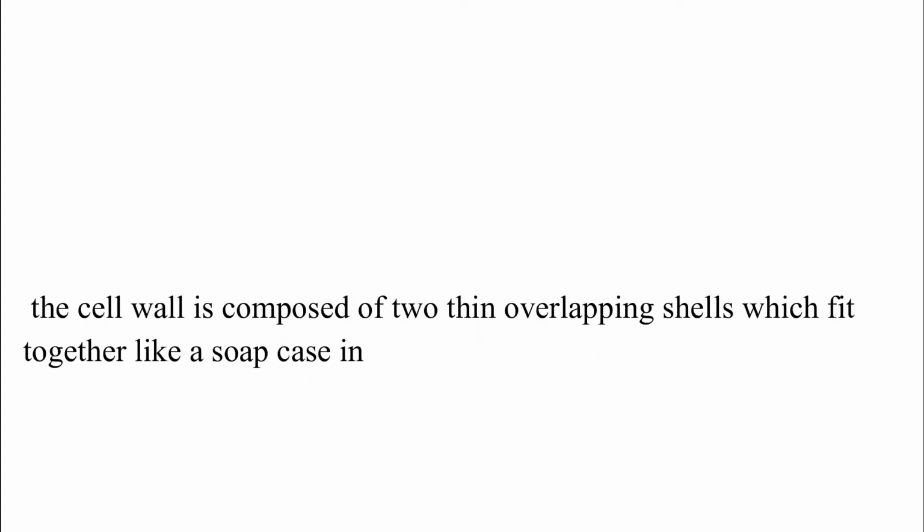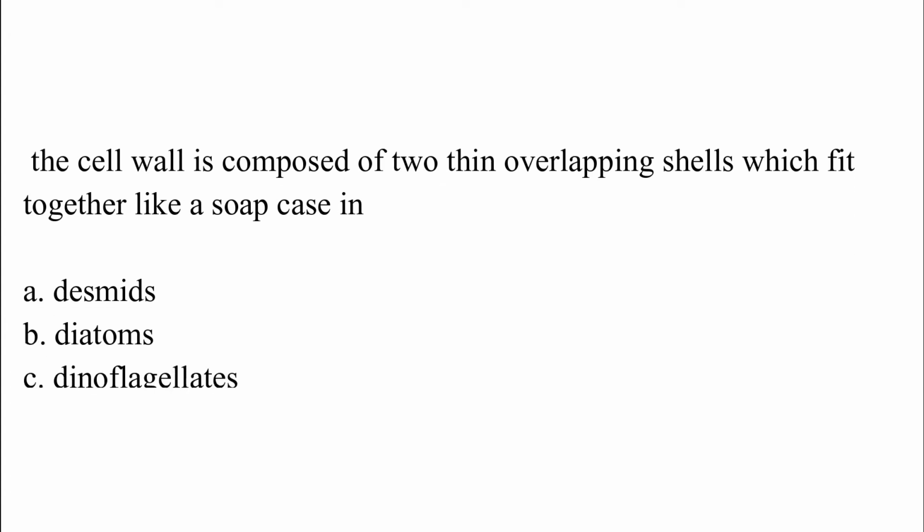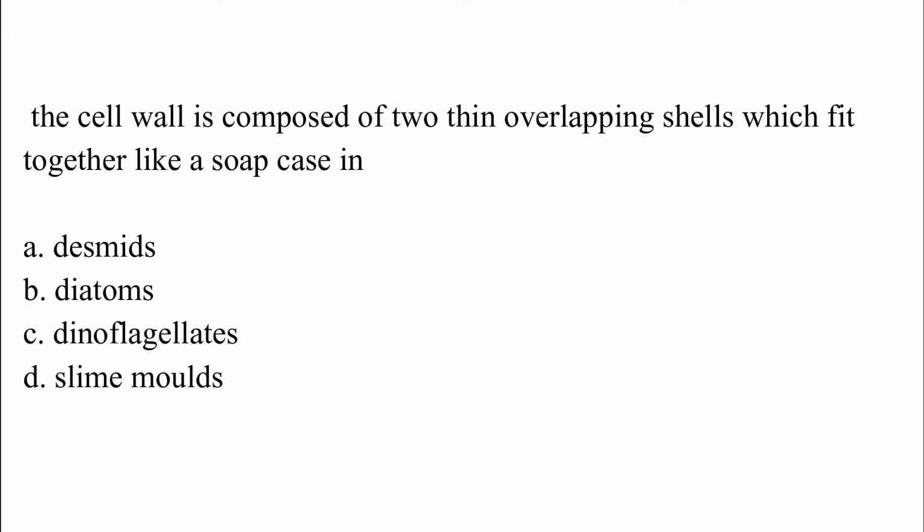The cell wall is composed of two thin overlapping cells which fit together like a soap case, in option A, desmids; option B, diatoms; option C, dinoflagellates; option D, slime mold. The correct answer is option B, which is diatoms.